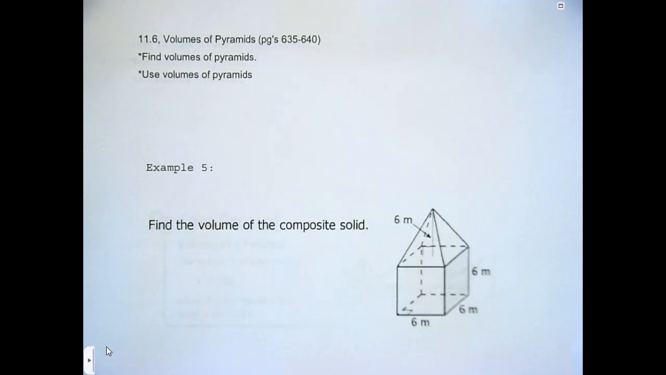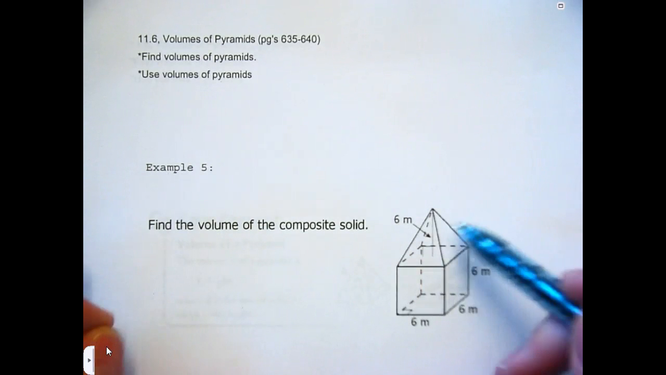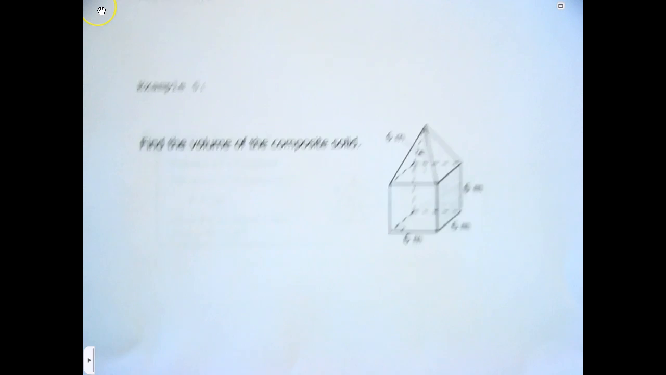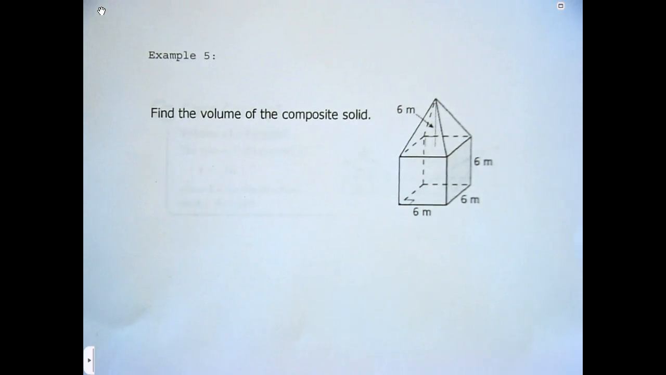So, brief warm-up to continue 11.6, dealing with volumes of pyramids. Remember, a composite solid is where you have two solids put together. So you're going to have your two pieces put together, so find your overall volume there. Okay, give it a go. Double check. Okay, find the composite solid.